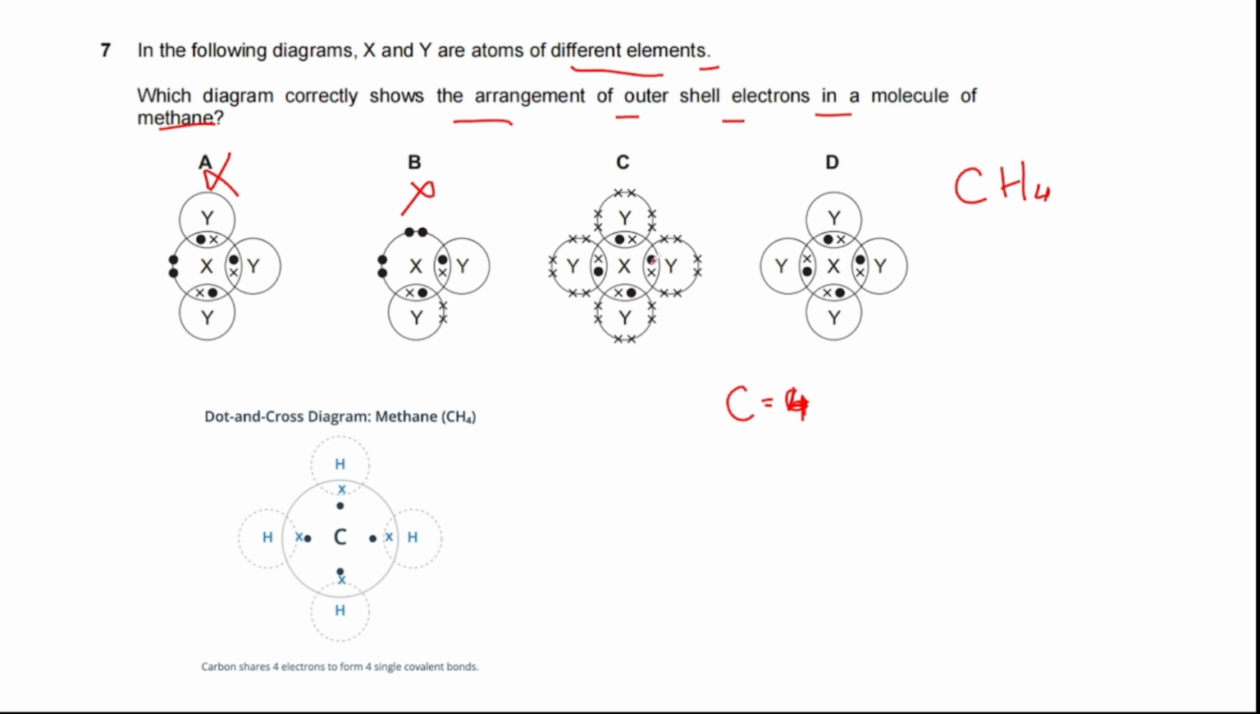Here it is combined, and you could see for this X it's dotted. For Y, see, it has many, not a single one. It has 6 electrons on the outer shell. So it's not hydrogen. For hydrogen there is only 1 electron on the outer shell, not 6. So option C is also wrong. Option D is the correct answer.